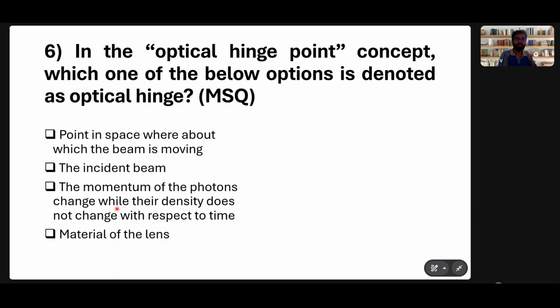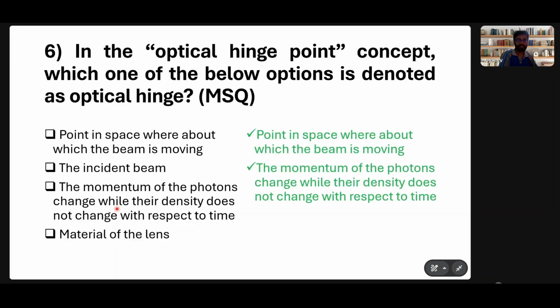Okay, so this is a multiple select question, which means more than one option can be correct. In the optical hinge point concept, which of the below options is denoted as an optical hinge? Point in space about which the incident beam is moving; the momentum of the photons changes while the density does not change with respect to time; and material of the lens. And the correct options are A and C, where the optical hinge point is denoted by the point in space about which the beam is moving, as well as where the momentum of the photons changes while the density does not change with respect to time.